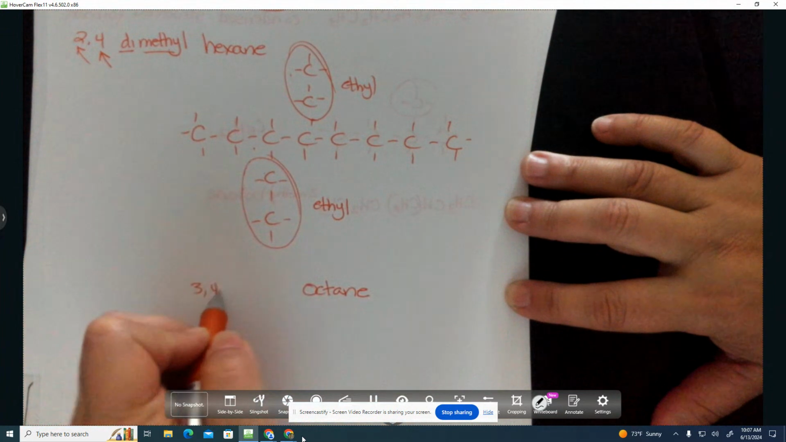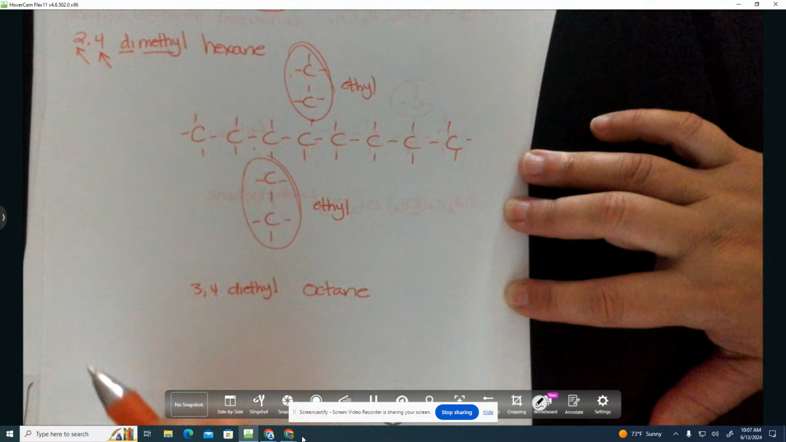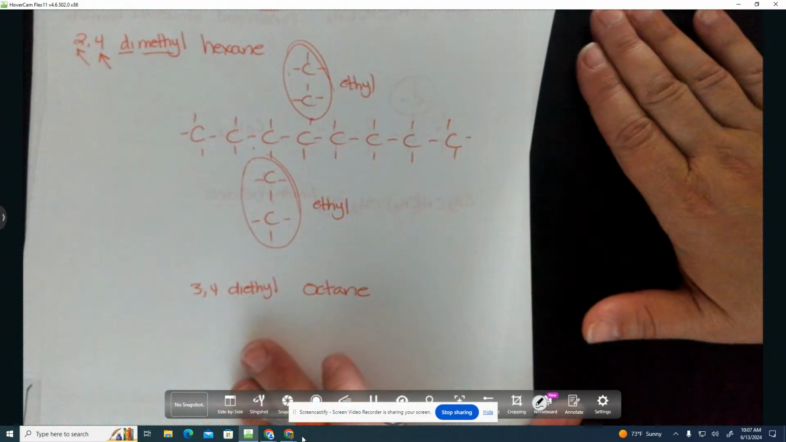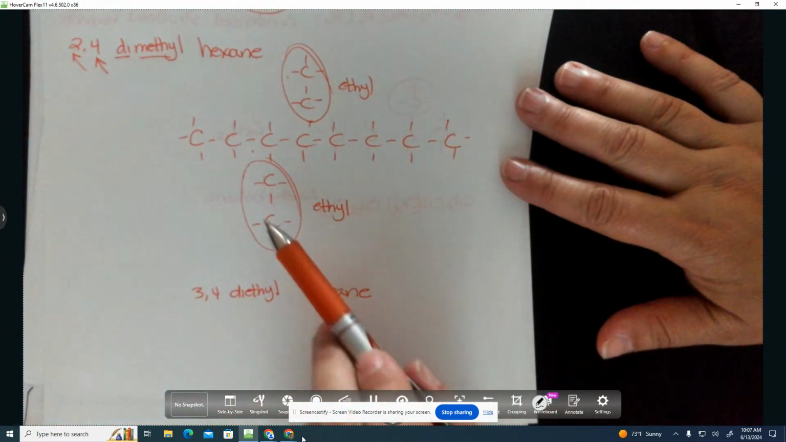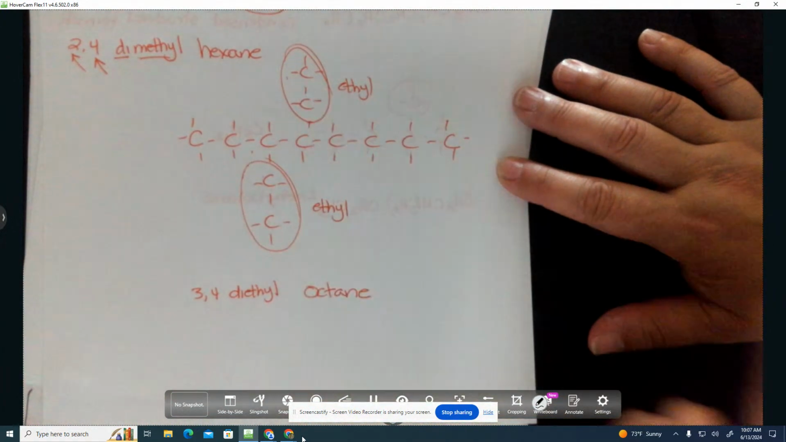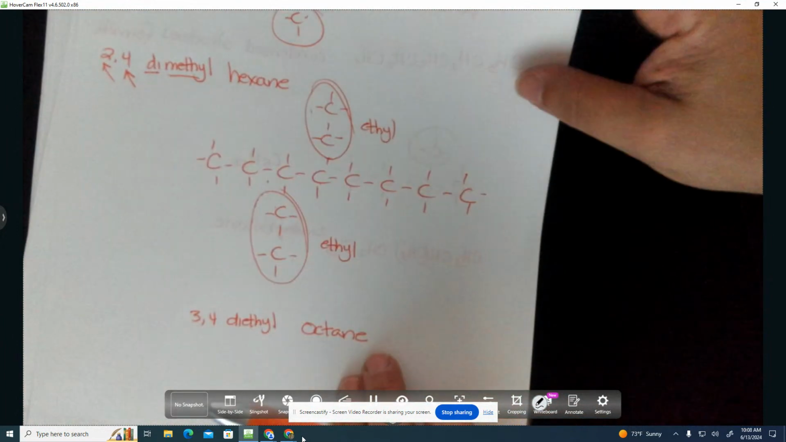Good. Oh, this is easy. Diethyl. Why'd you look at me like that? It's easy when you know what you're doing. Okay? I could have easily put an ethyl group here and a methyl group here. Then it would have been 3 ethyl, 4 methyl. But you see you get the picture. Do a really big one.